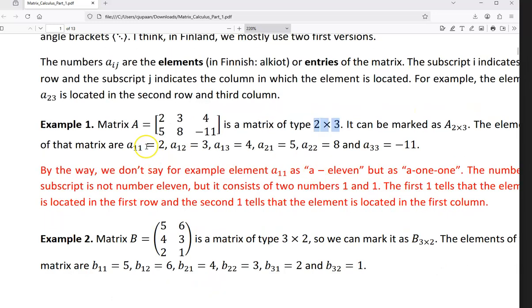And here in this notation, I've written there the names of the elements. For example, if I pick here element A21, you find it in the second row and first column, so it is this number here, and as you see, the value of the element A21 is 5.